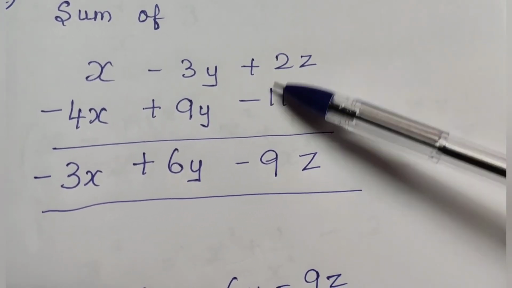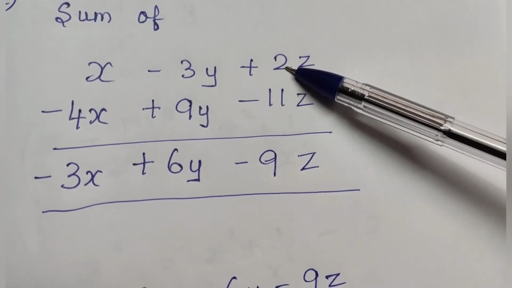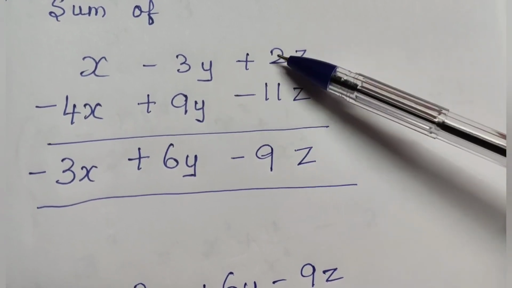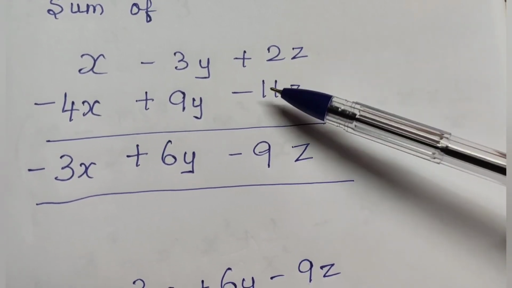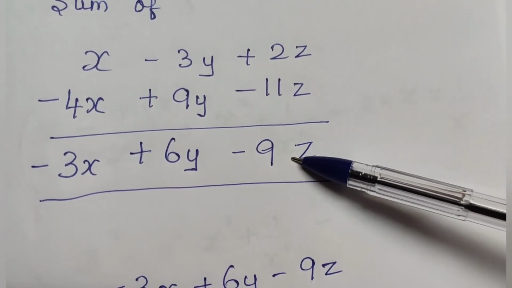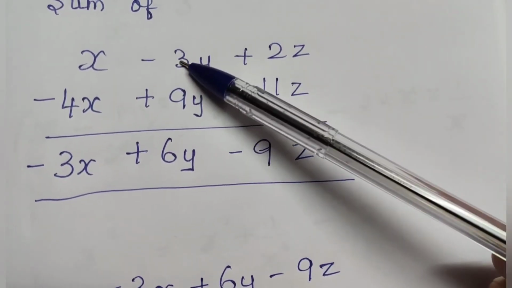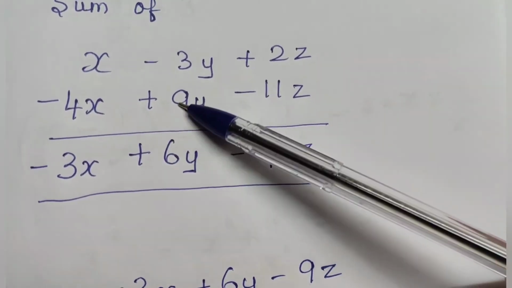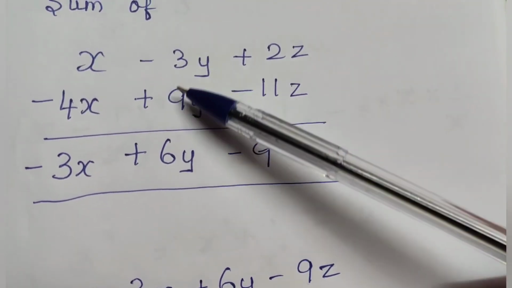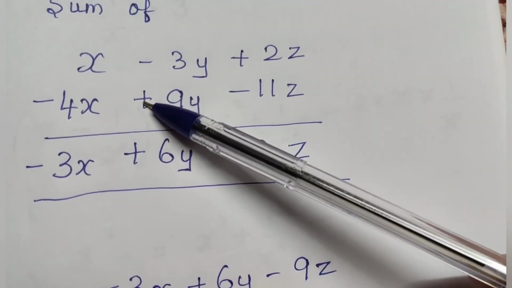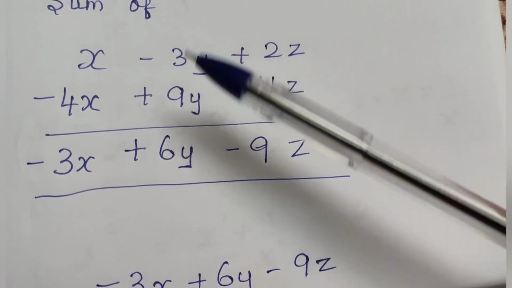When opposite symbols come, subtract them: 11 minus 2, 9, and put the symbol of the bigger number. Of the numbers 2 and 11, which is bigger? 11. And what is its symbol? Minus. So we put minus 9z. And here minus 3 plus 9. Unlike symbols come, so you have to subtract 9 minus 3, 6. And of the two numbers, which is greater? 9. And what is the symbol of 9? Plus. So put plus 6y.